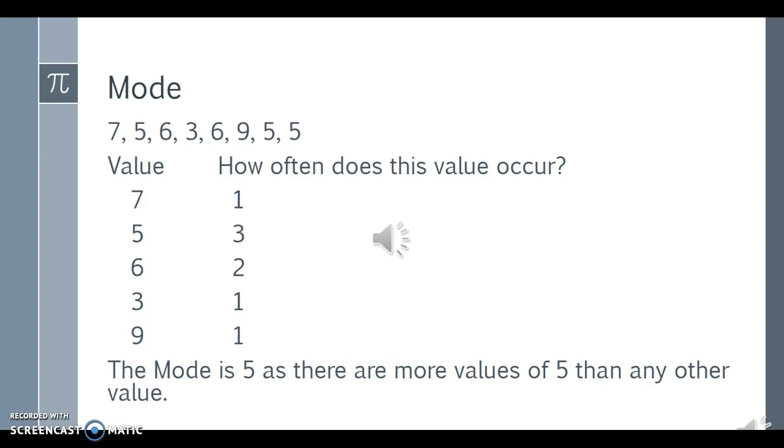So with the value of 7, it occurs once in our data collection. The value of 5, it occurs 3 times. The value of 6 occurs twice. And the values of 3 and 9 occur once each time. So the mode is 5, as there are more values of 5 than any other value.